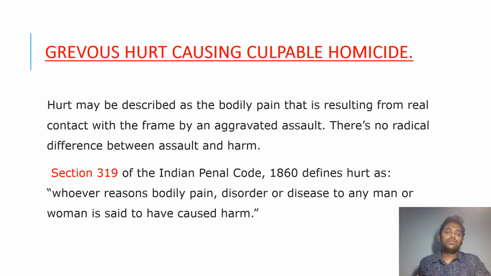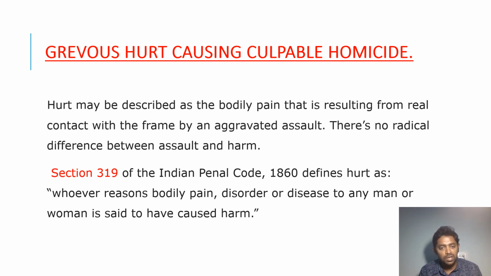Coming to the next topic, grievous hurt causing culpable homicide. What we should know here is about hurt, grievous hurt, culpable homicide, culpable homicide amounting to murder, and the difference between culpable homicide and murder. Hurt may be described as bodily pain resulting from real contact with the frame by an aggravated assault. There is no radical difference between assault and harm.